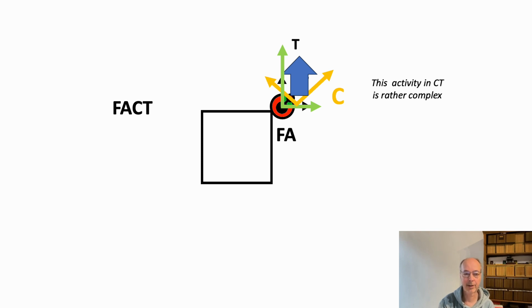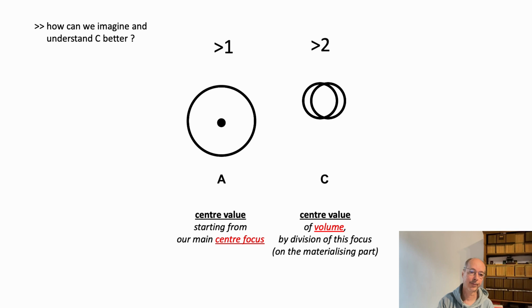How can I express C well without making it too complex? So I will first tell you what the C is about and how you can understand it well. Compared to A and C, A is actually always the center value of your C. So you start from the center and you start to go towards certain edges of a certain object. So it goes towards number 1. It's a center value starting from a center focus. That's the A. I already told you that several times.